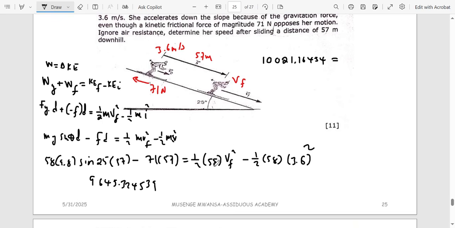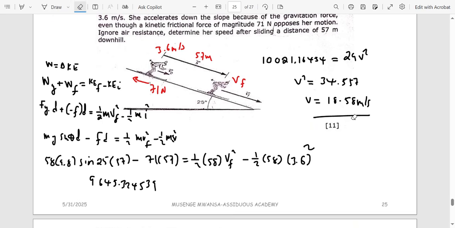half times 58, but 2 into 58 is 29, v squared. Divide both sides by 29. So v squared is going to be 34.557. Square root both sides. So v has given me 18.58 meters per second. So when you're using the work energy theorem, this is what you are going to find, 18.58.